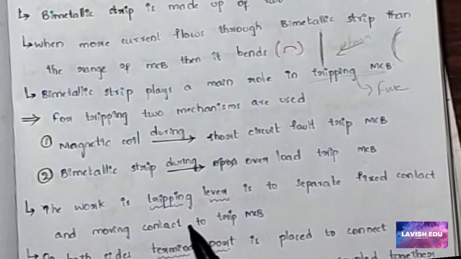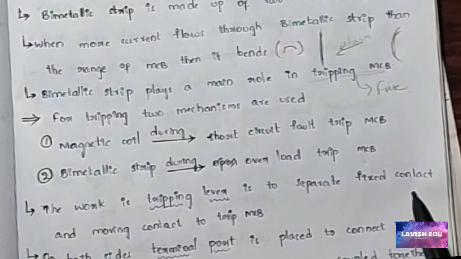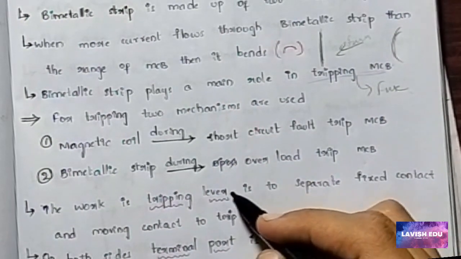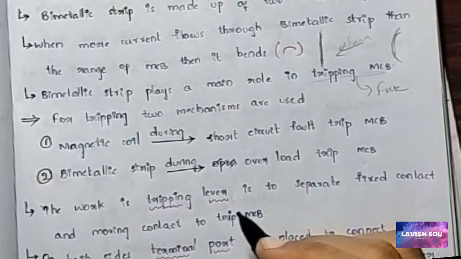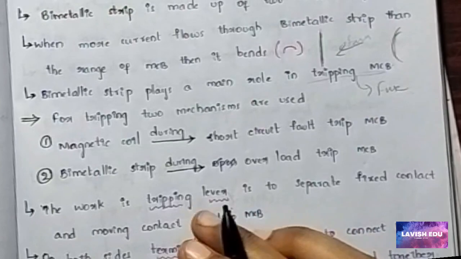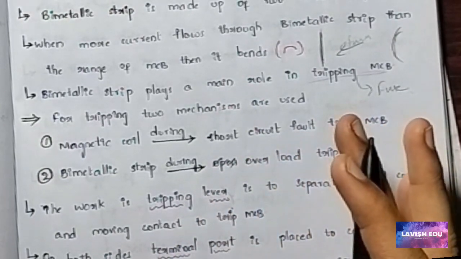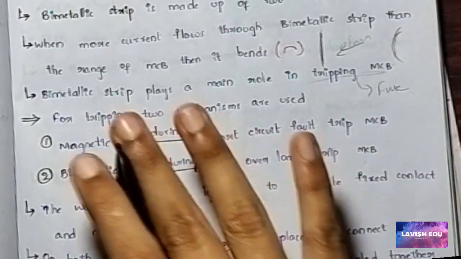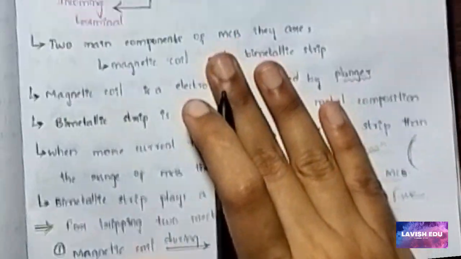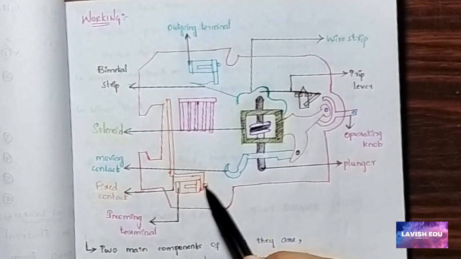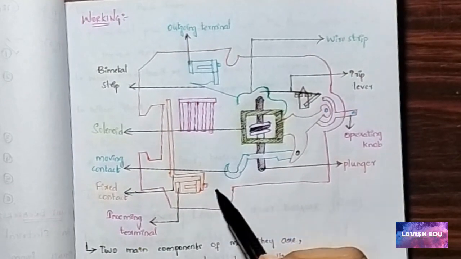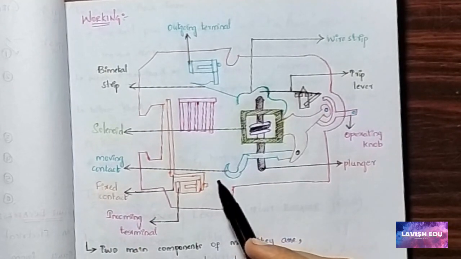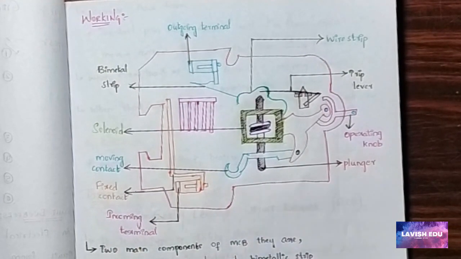The work of the tripping lever is to separate the fixed contact and the moving contact to trip the MCB. The main importance of the trip lever is that it will separate the fixed contact and the moving contact. Why do we separate them? To stop the circuit. Here you can see this is the fixed contact and this is the moving contact. These both are separated to reduce the tripping mechanism. This is in the form in which we will open the circuit.